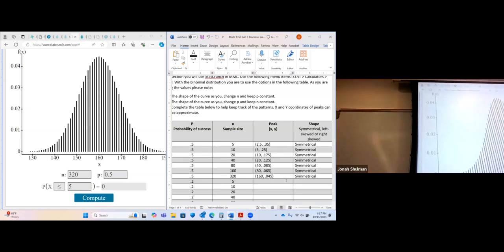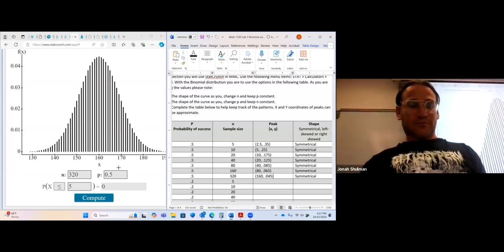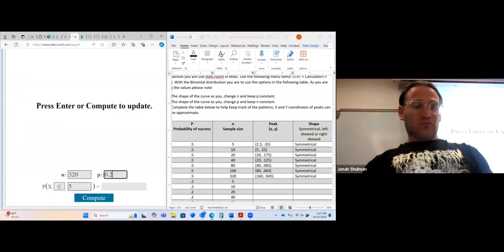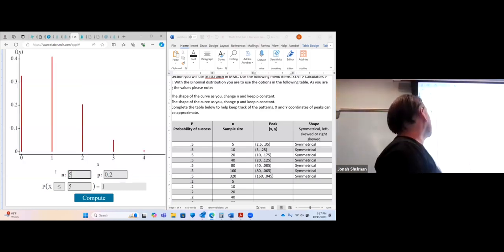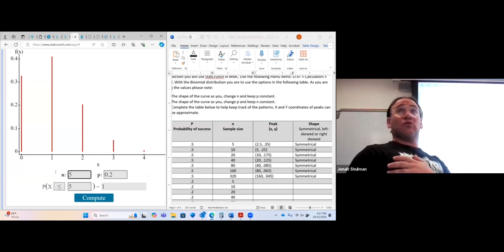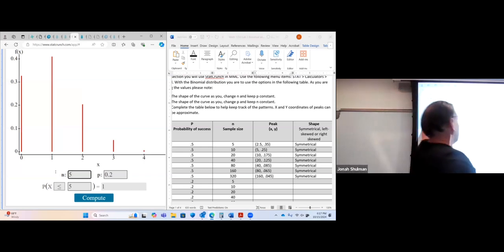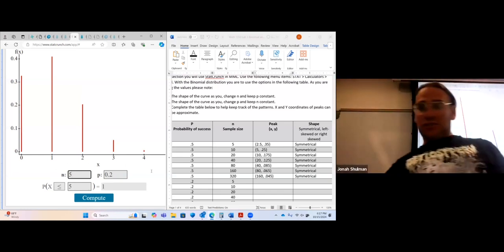Now it's only a 20% chance of it happening. So I have to go to the p and change this to 0.2. And we're going to start with just a 5. Are we still symmetrical? We are skewed to the right. It's always where the tail is, okay? So this is right skewed.